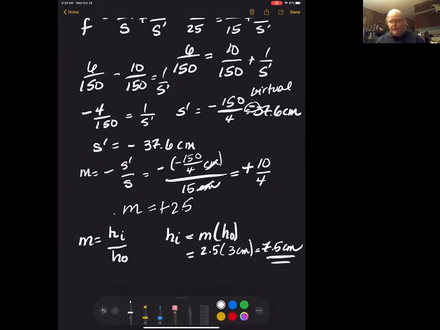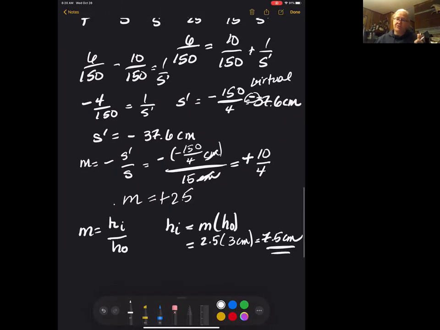So the 3 criteria for an image: is it real or virtual? If it's virtual, the image distance will be negative. Is it enlarged or reduced? In this case, that's the magnitude of the magnification. Is it upright or inverted? If the magnification is positive, it's upright. If it's negative, it's inverted relative to the object. So this, remember, is the case of a magnifying mirror, like a shaving mirror or a makeup mirror, where you have to be close enough to it to form that image, but then you get the upright virtual enlarged image to be able to see yourself in the mirror.